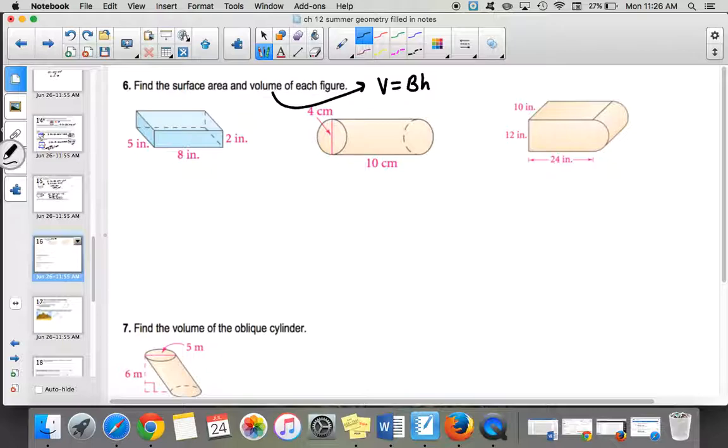All right, so here we go. We're using area of the base times the height. So let's start with the volume. Well, our base is 5 times 8, so 40, and our height is 2, so we end up getting 80 cubic inches for our volume.